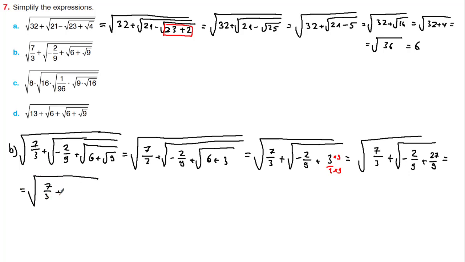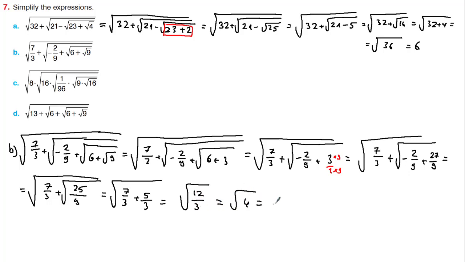7 over 3 plus square root of negative 2 over, actually let's perform the calculation: 27 minus 2, that's 25. Alright, and 7 over 3, square root of 27 is just 5, and square root of 9 is 3. So this makes square root of 12 over square root of 3. Now 12 over 3 is 4, and square root of 4 is just 2. Right, we can solve here under D because we have enough space here.